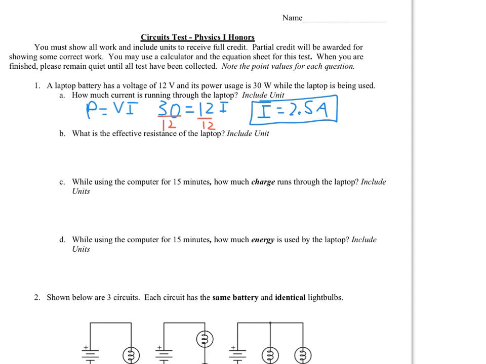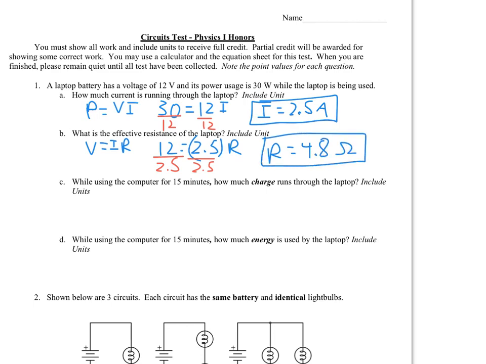For the next one was the effective resistance of the laptop. So for that, I'm going to go back to Ohm's law and say V equals IR. So my voltage here is 12. That's going to be equal to my current, which is 2.5, multiplied by my resistance. So when I go ahead and divide both sides by 2.5, I end up getting that my resistance here is going to be 4.8 ohms, which is the horseshoe symbol.